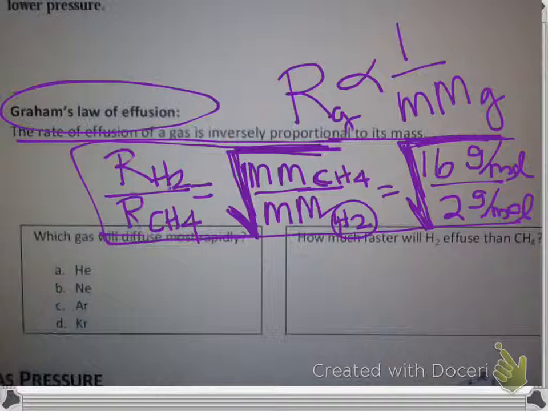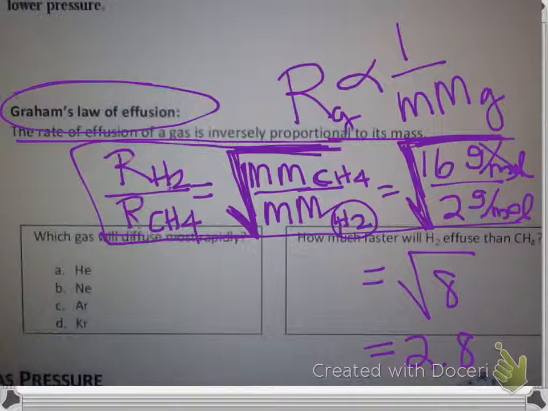So I've got the grams per mole of each. I'm taking the square root. So basically, when I solve, it's going to be the square root of 16 over 2, which is the square root of 8. Well, what's the square root of 8? If you get out your calculator, which you should always do instead of just trusting me, because you'll have to do this eventually, right? So what's the square root of 8? The square root of 8 is about 2.8.